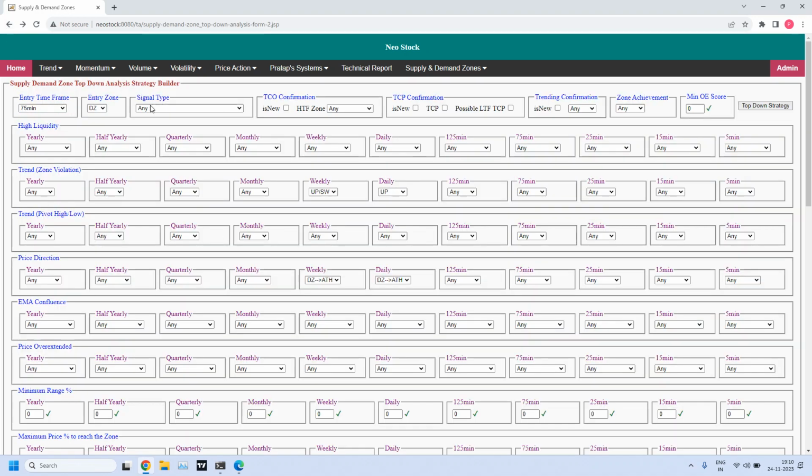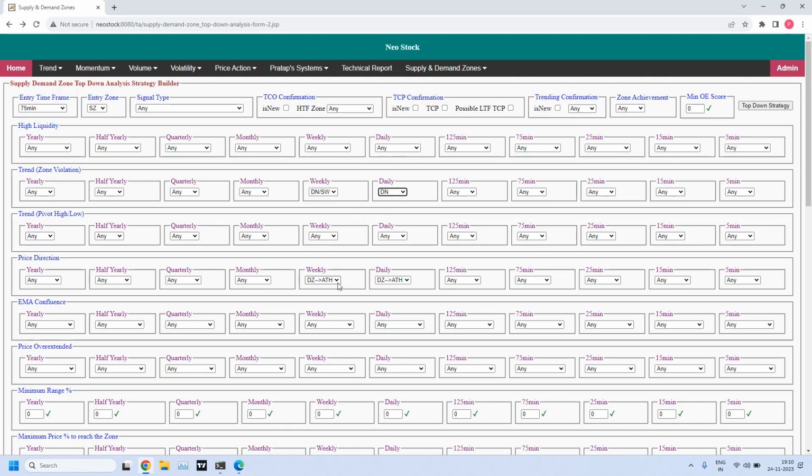Let's go back. Entry time frame is 75 minutes. Entry zone should be supply zone because it is bearish setup. And the trend on weekly, this time it should be either down or sideways, HTF trend. And ITF trend is on daily time frame, it must be downtrend.